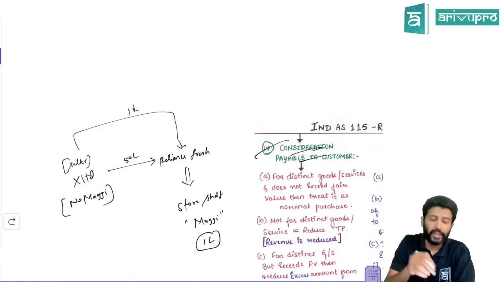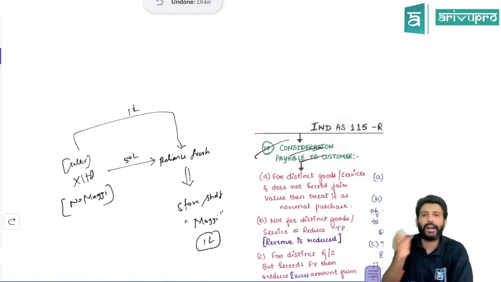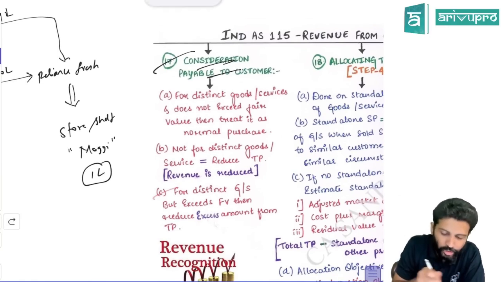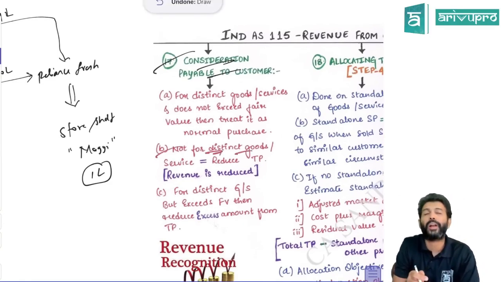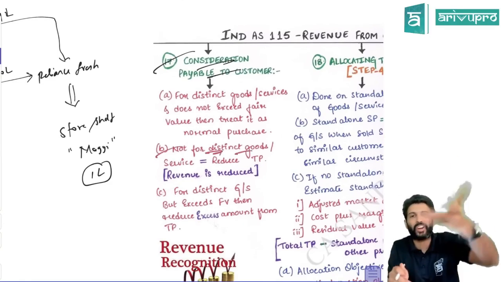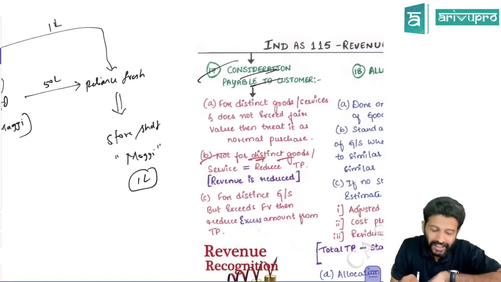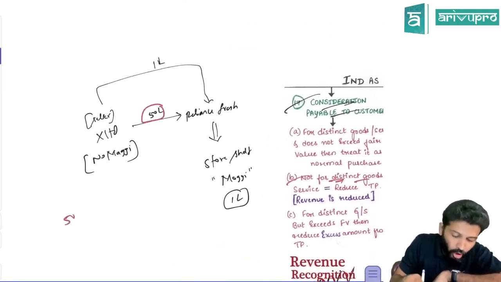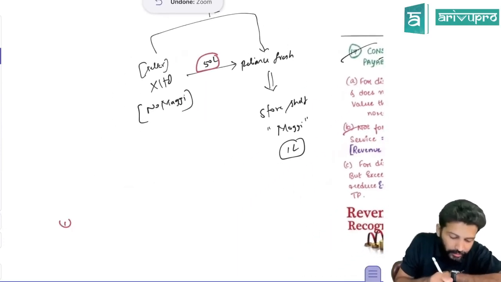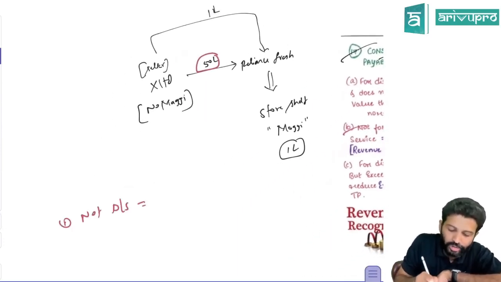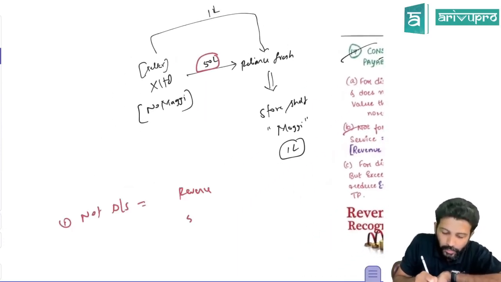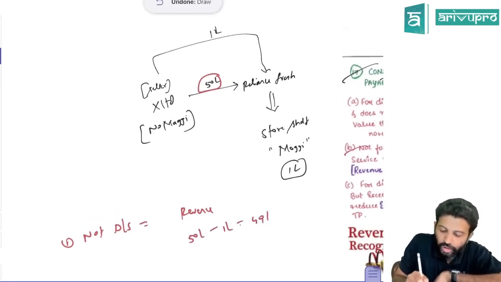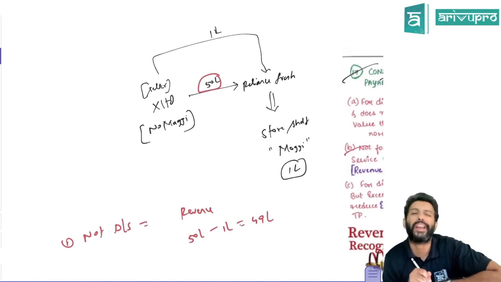So if the seller feels that by paying 1 lakh rupees they are not getting any goods or services, that means it is not for distinct goods or service. In that case, sir, how much is the revenue here? 50 lakh. X Limited will not book that. If it is not for distinct goods or service, then the revenue for X Limited will not be 50 lakh. Whatever amount they have paid has to be reduced from revenue. So the revenue will be recognized only to the extent of 49 lakh rupees.